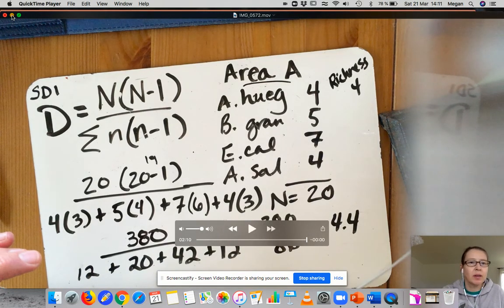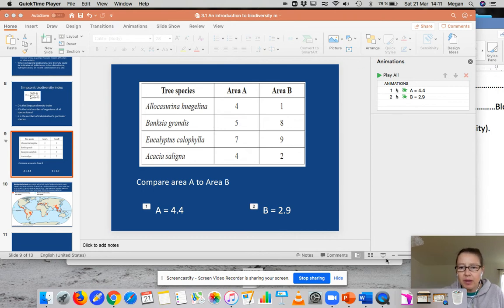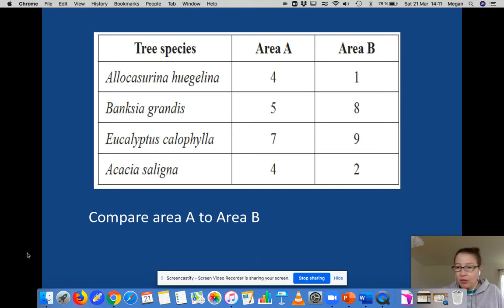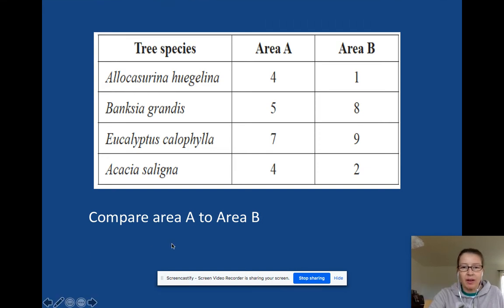Okay, so now what I want you to try, you might want to hit pause, is to add up area B and figure out what the diversity is there to compare the two. All right, and then once you hit play again, you can see we have the two differences. We've got area A is 4.4 and area B is 2.9. So if you didn't get 2.9, make sure you ask me to go over how to do it when we come back together at the end of the class.